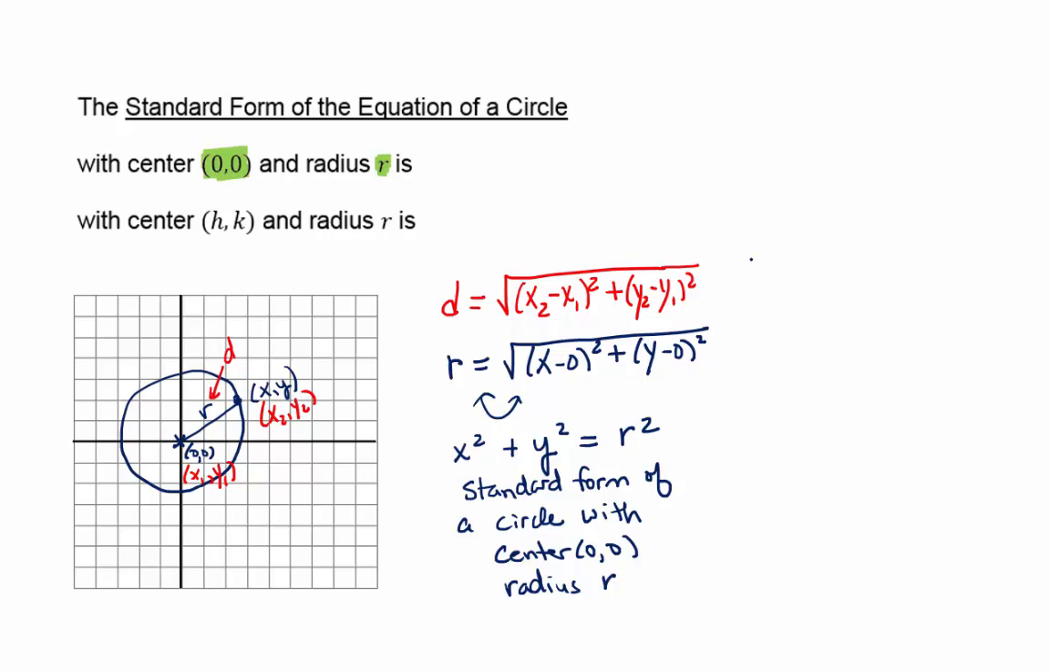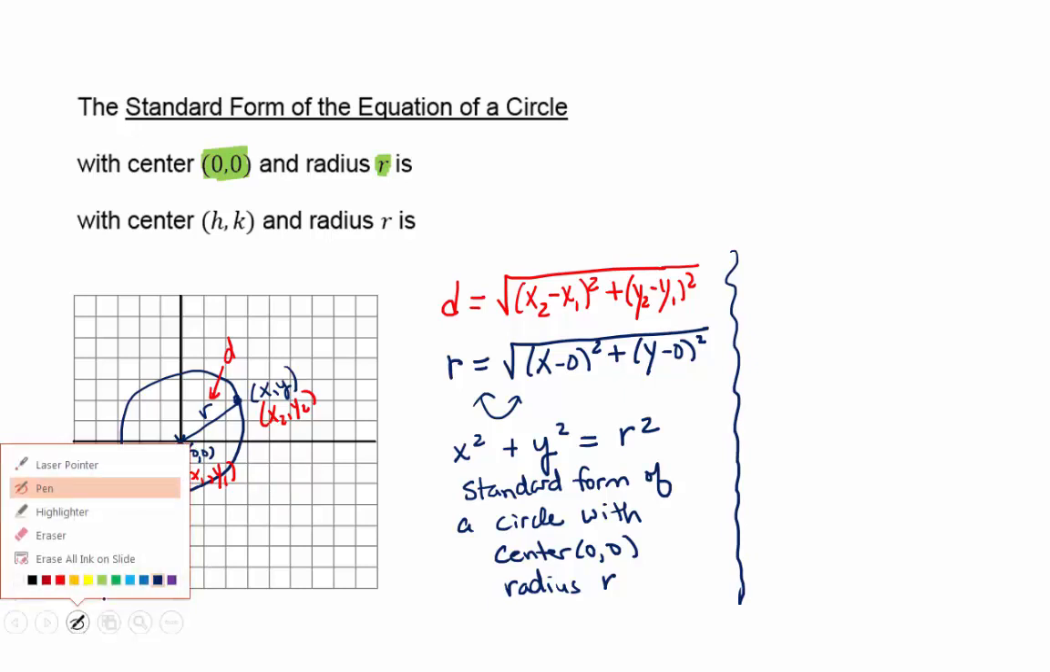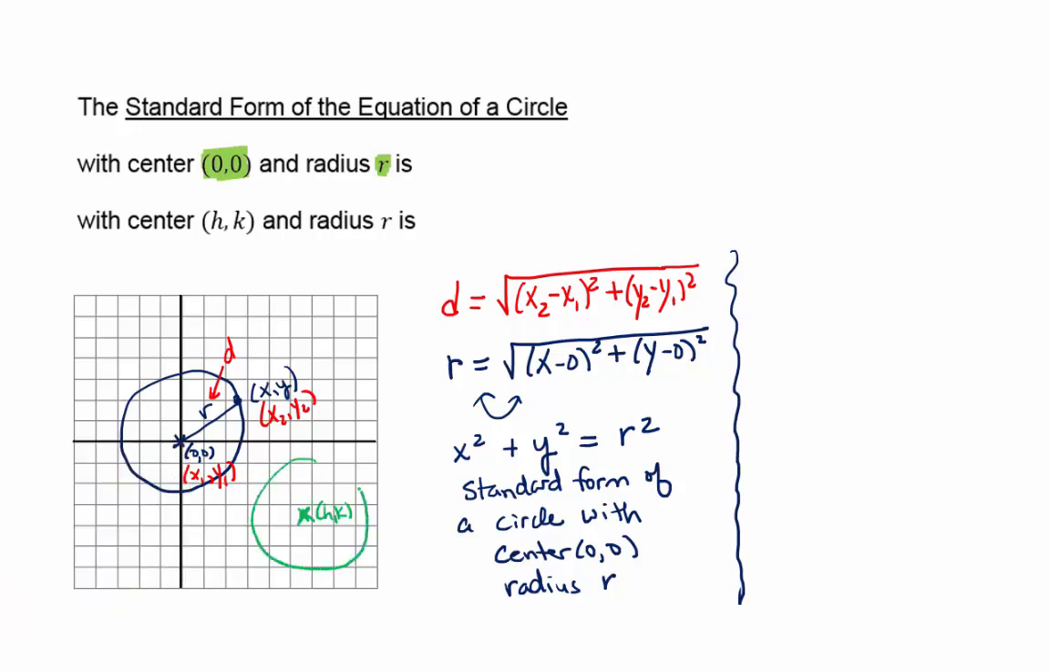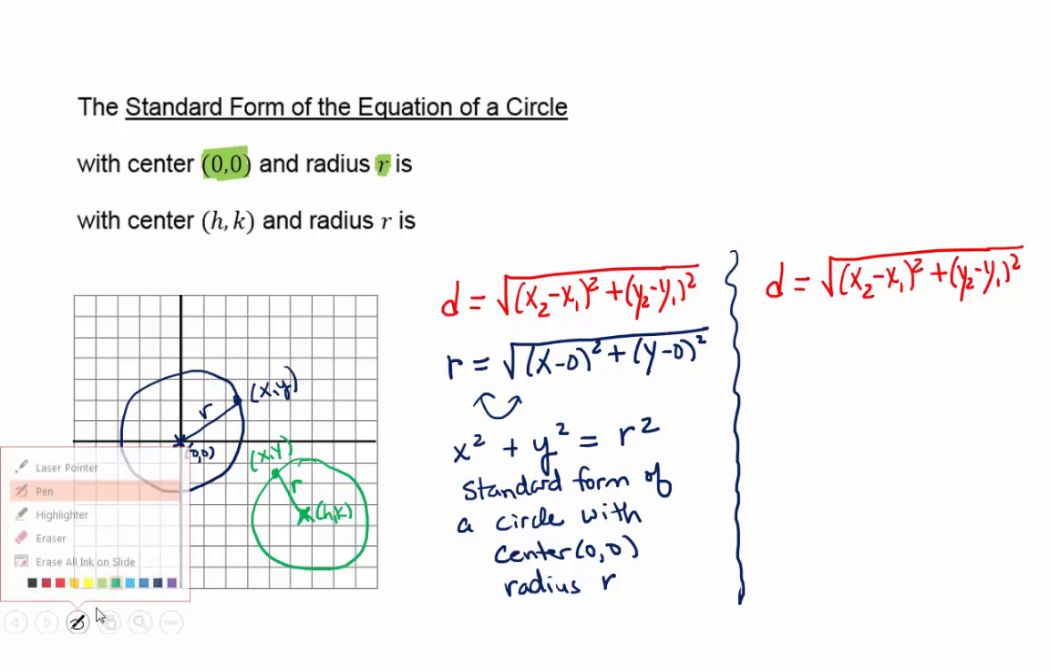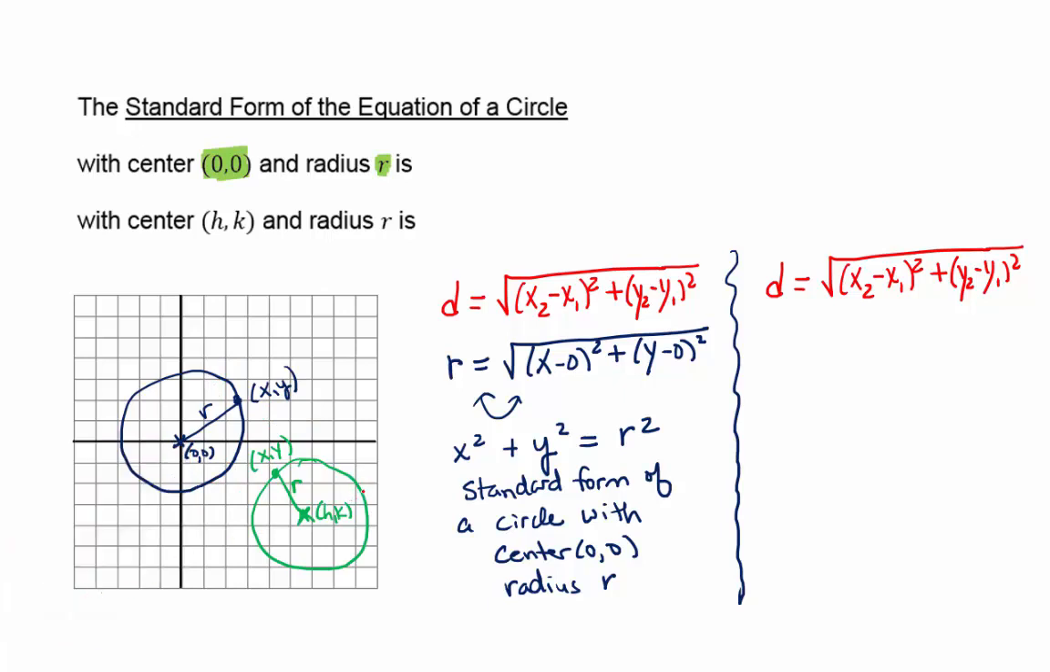Now let's consider the more complicated scenario, which is where you don't know the center is 0, 0. It's just some random point h, k. We have a circle going around that point of some radius, I don't know what. We label it r, and we have some random point x, y on the circle. Once again, we're going to want to use our distance formula. So we have to identify our first pair of coordinates, x1, y1, our second pair of coordinates, x2, y2, and our distance.